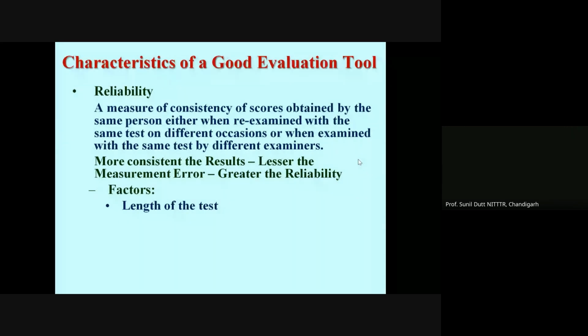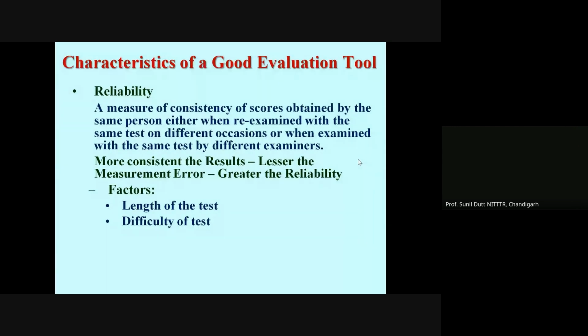No, you cannot compare. You can compare only once all the students attempt all the questions. So length of the test is one factor you need to consider in order to enhance the reliability of your result. Second is the difficulty of the test.